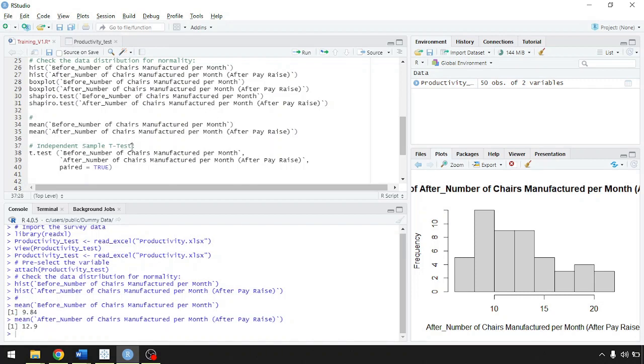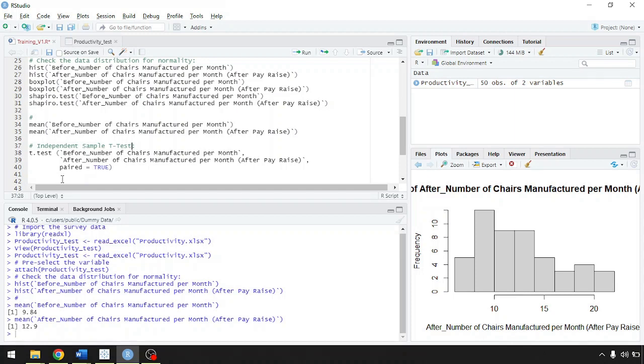But what the paired sample test does is test whether this change is statistically significant. Is this the result of random chance? Is it the result of an accident, or is this something statistically significant that we can accept as knowledge to generalize about the relationship between pay raises and productivity?